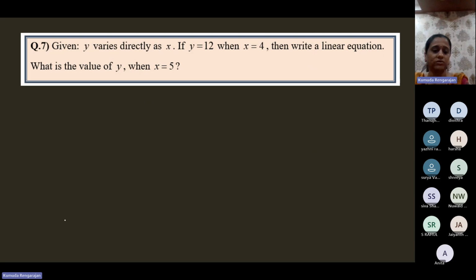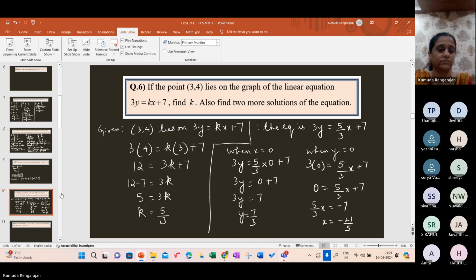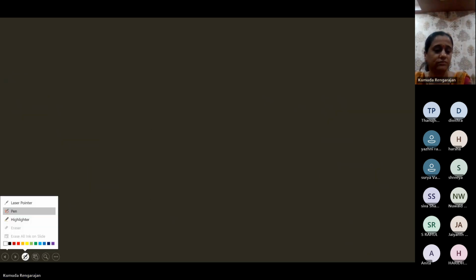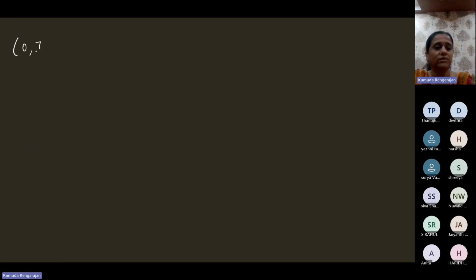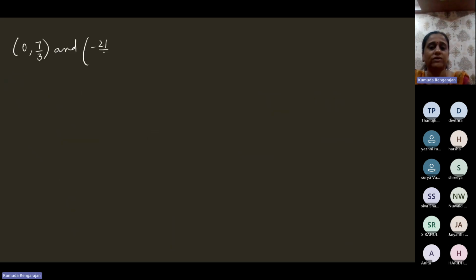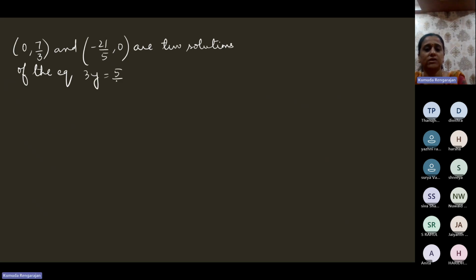So now let's write the solutions. Write the x value first and then the y value. (0, 7 by 3) and (-21 by 5, 0) are two solutions of the equation 3y is equal to 5 by 3x plus 7.